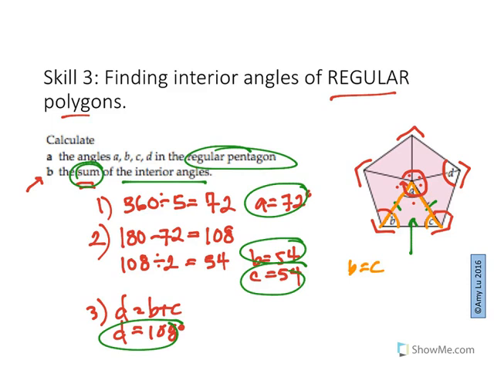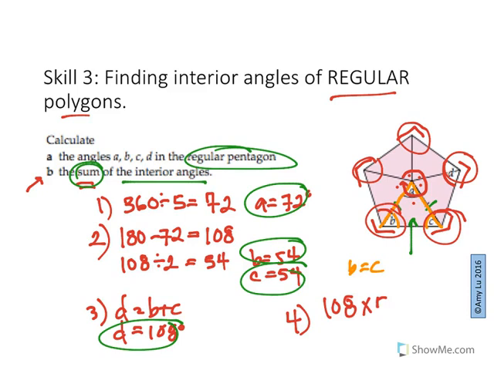So finally, we have 1 angle, 2 angles, 3 angles, 4 angles, 5 angles. Each of them is equal to 108. So we simply have to take 108 times 5. And when you do that, you should have a total of 540 degrees. So a pentagon, a regular pentagon, or even just any pentagon, adds up to 540 degrees.